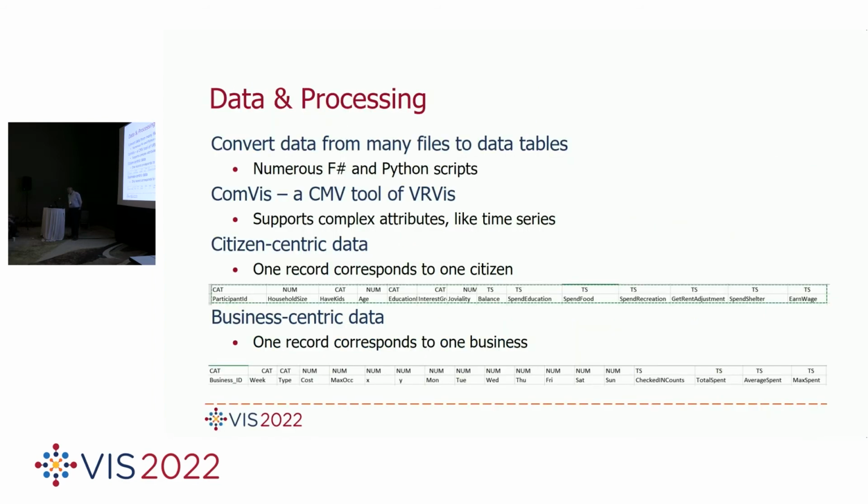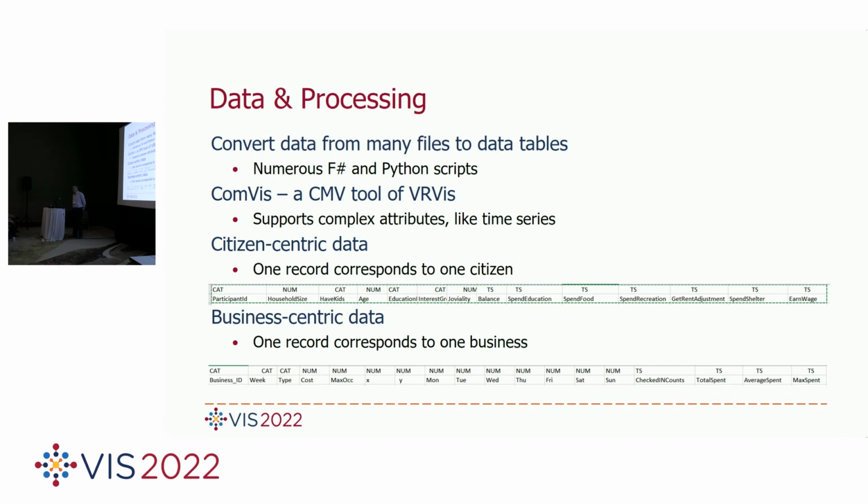So I will start with data and processing. As you have already heard many times today, there were a lot of data available in many files, and we needed to convert them to data tables, basically. We used many F# and Python scripts. Thomas was in charge of F#, very efficient, and I was in charge mostly of Python things. But I was really impressed with F# efficiency.